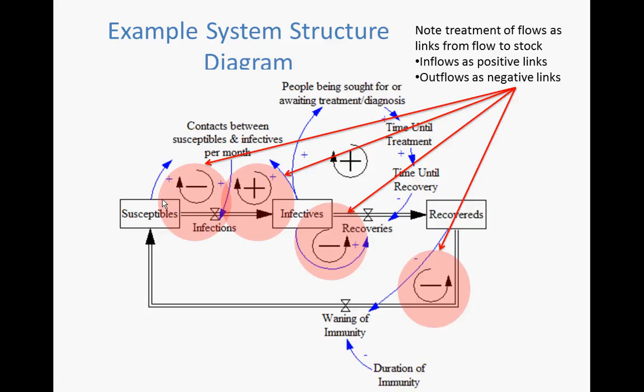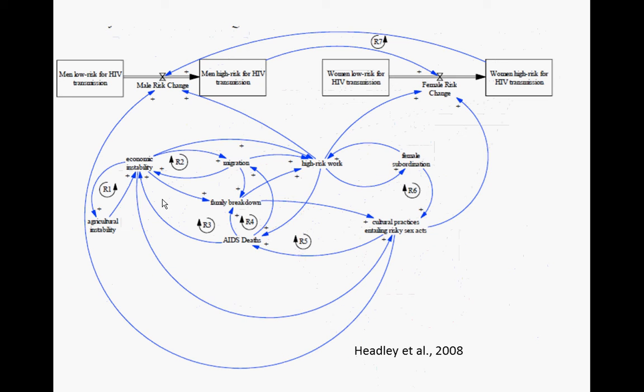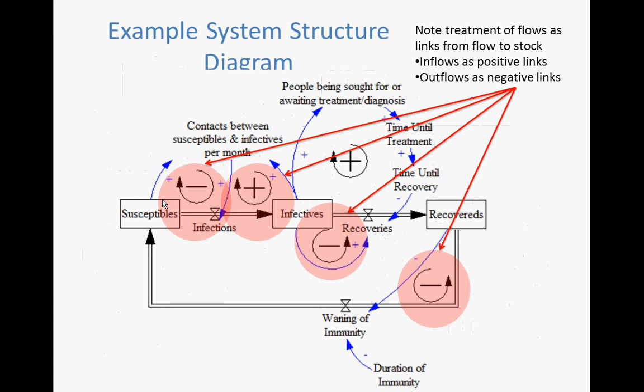And similarly for some of these other loops, there's one other relationship. Yes, that's obvious. From number of recovereds, we have a negative impact on the rate.